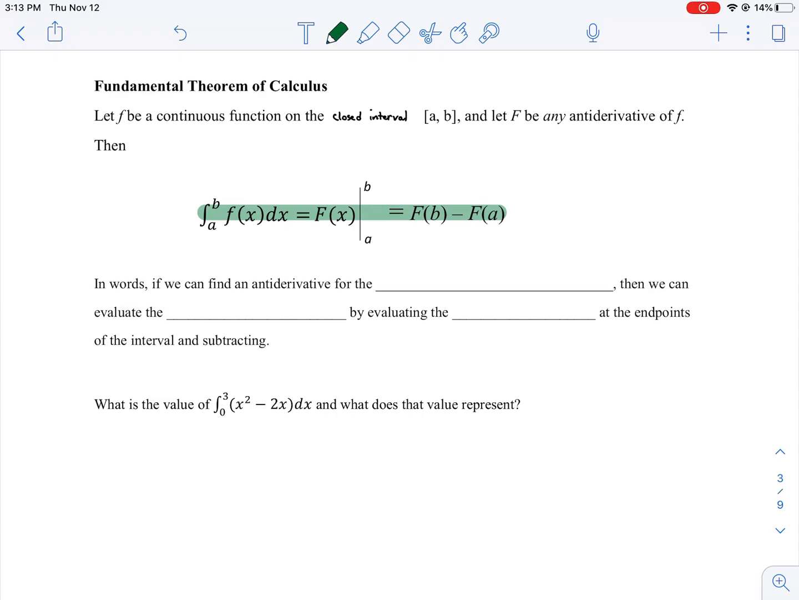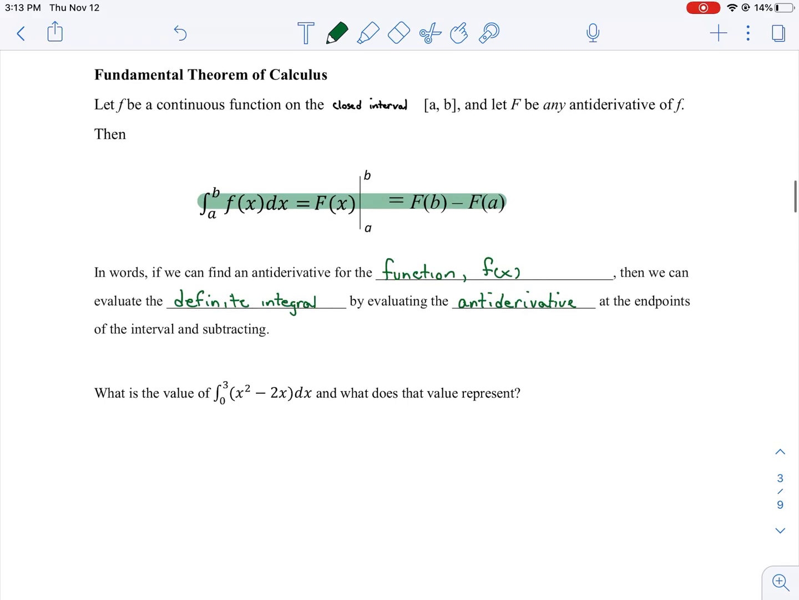And what does this mean in words? In words, if we can find an antiderivative for the function lowercase f of x, then we can evaluate the definite integral by evaluating the antiderivative at the endpoints of the interval and subtracting the result.